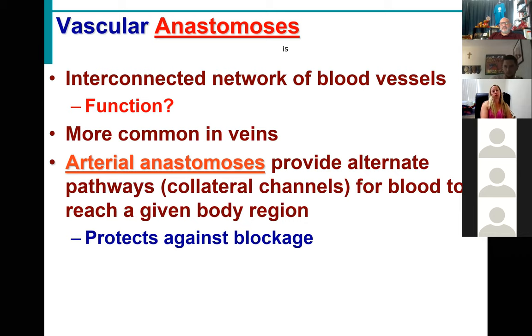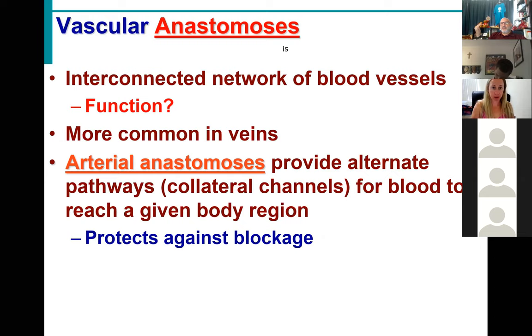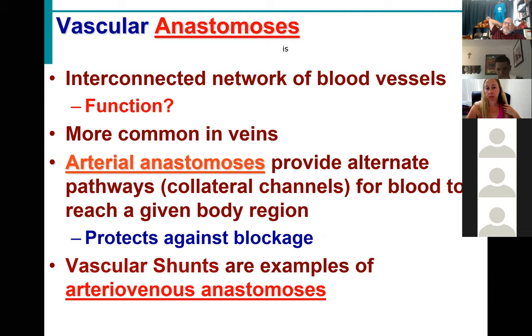Excellent. The circle of Willis is a great example of an arterial anastomosis, right? So that if there's blockage or change in pressure, it doesn't matter. We can still get the right amount of blood to the right parts of our brain so our brain keeps functioning normally. All right? And if you think about it, that vascular shunt that we talked about is kind of an arterial venous anastomosis. Its job is to connect the two of those together. So that, again, we have that alternate route of blood to get from the artery to the vein. All right? Questions on that?